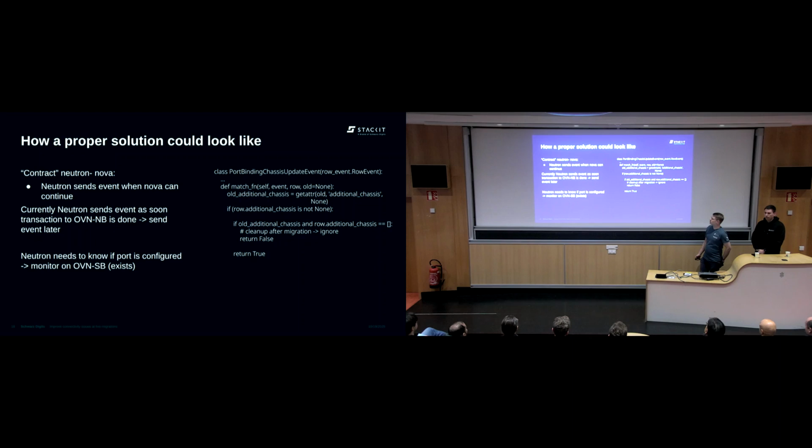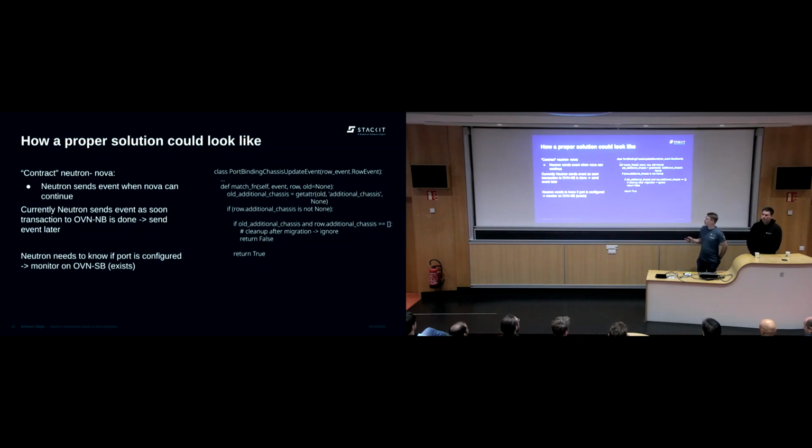Yeah, a proper solution. Like I said before, there is a contract between Neutron and Nova that Neutron does the network stuff and tells Nova when it's done or when it's fine to continue. So there are events. Nova has an event endpoint, an API endpoint called events, that Neutron can call if something happens, for example, the port is attached now. And this event approach is already there.